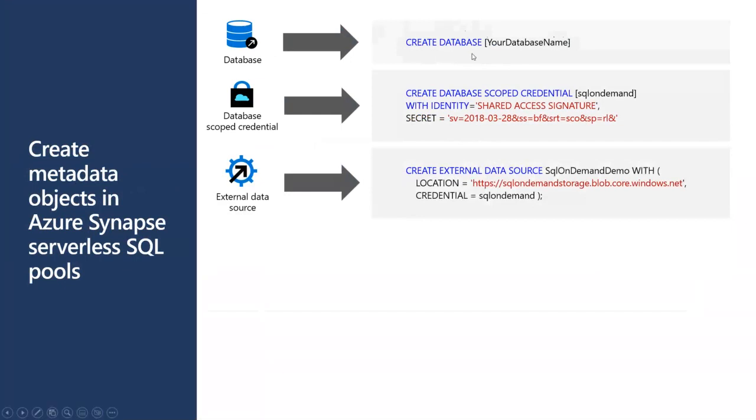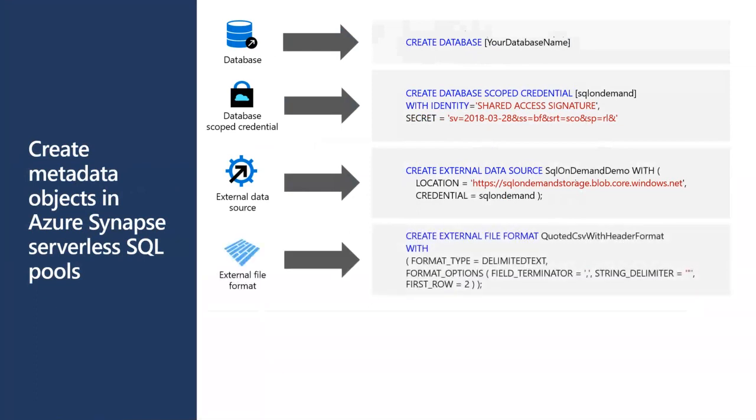You have create external data source. This provides the connection information to the data store in the form of a URL and makes reference to the database scoped credential that is used to authenticate the access to the data store.